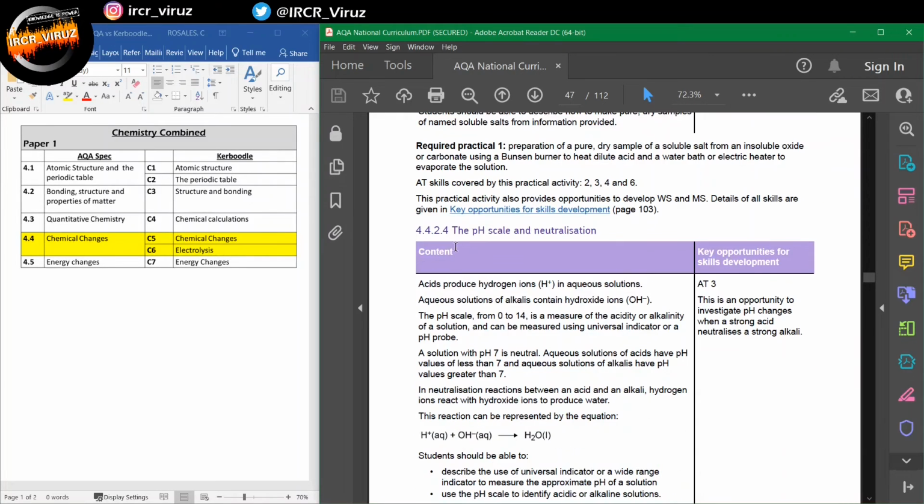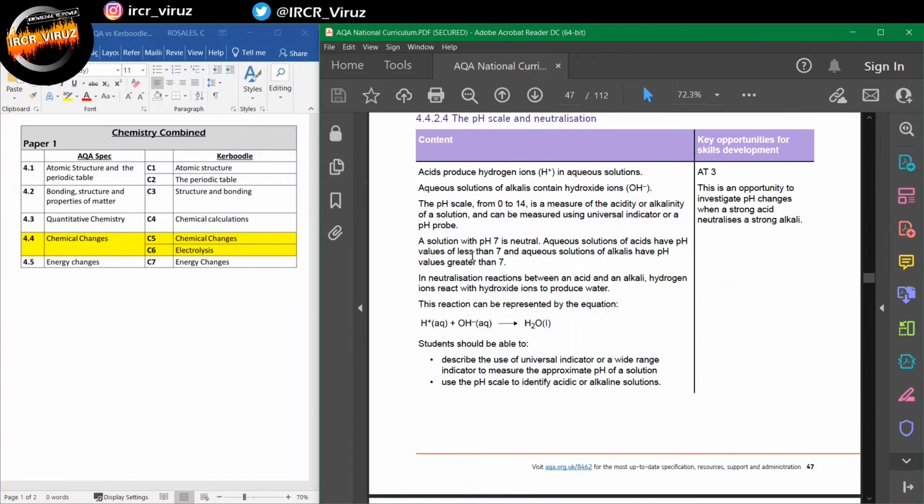Okay. And then we're looking at the pH scale and neutralization. Acids produce hydrogen ions. This here, hydrogen ions, is what makes an acid. And an OH ion is what makes an alkali or a base have a high pH.